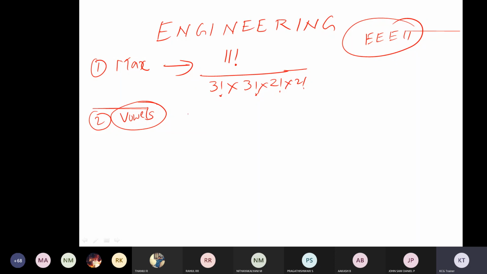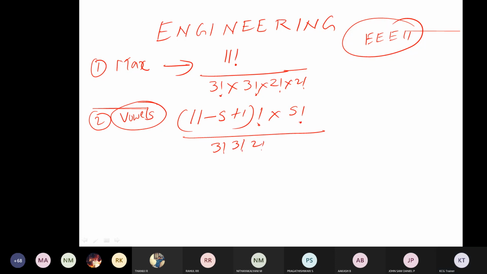Then what you will do, from the total 11, subtract 5, add 1, put factorial, multiplied by how many letters they're asking to be together? 5 letters. So 5 factorial, divided by again the same repetition. So what is the answer? 11 minus 5, 6 plus 1, 7 factorial into 5 factorial divided by 3 factorial, 3 factorial, 2 factorial, 2 factorial.